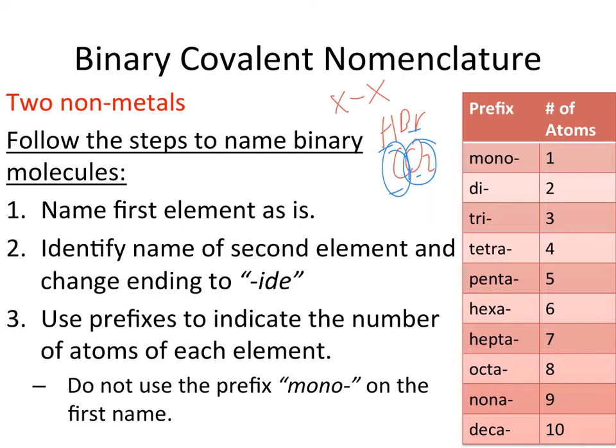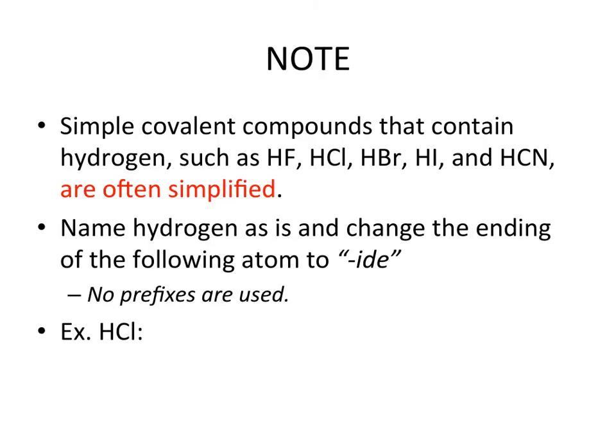Now notice how in CO2 there's only 1 C and there are 2 oxygens. So to indicate how many atoms there are, we're going to be using these prefixes. The only thing that you have to remember is that we never use the prefix mono on the first element. The prefixes that we're talking about are these Greek prefixes over here: mono, di, tri, etc. There's only one note to take into account.